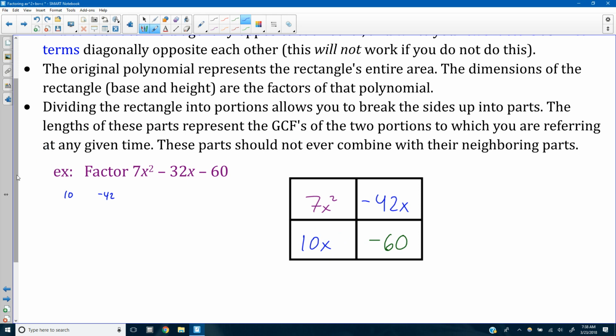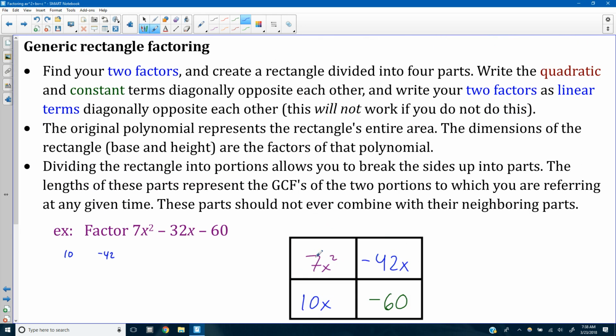Okay, the original polynomial represents the rectangle's entire area. So here, when I add these up together, that represents the area of said rectangle. What I'm going to do is write some values outside here, the dimensions of this rectangle, if you will. And they're divided into parts. So this portion of this rectangle is split up into a base times a height. This portion is split up into a base times a height, and so on. Base times height, base times height.